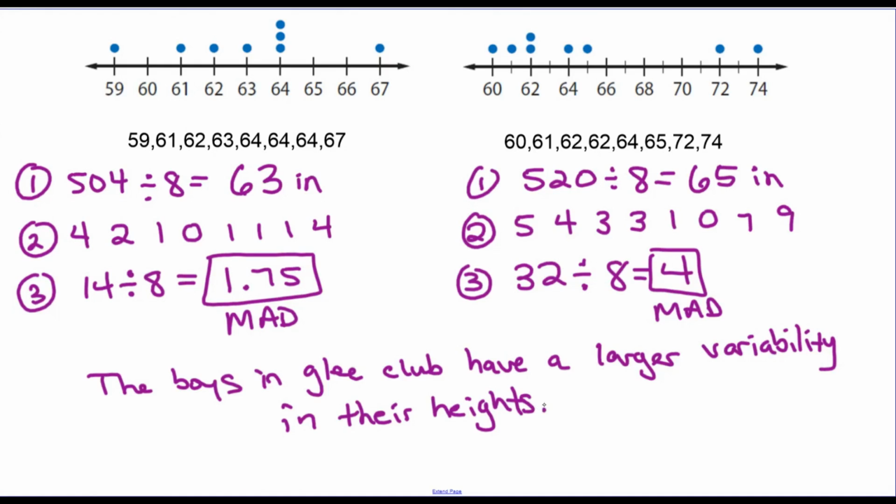Something like that. There's a lot of different ways we can summarize that. That's one way to say it. We could also say that the girls' heights are closer together or more consistent, or the girls' heights are more similar to each other than the boys' heights, anything like that. And again, that's what we're talking about when we talk about variability, how consistent or how spread out our data is.